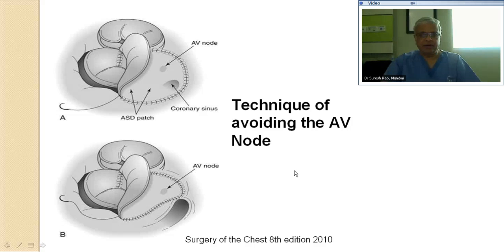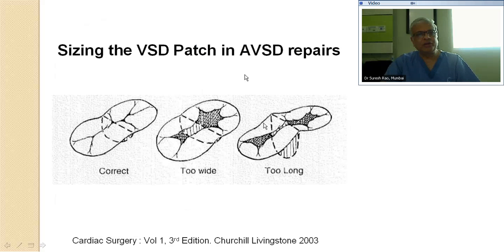One of the technical aspects, especially for the surgical audience, is how do you size the VSD patch in AVSD? I think it's extremely important because the left AV valve regurgitation depends on this. So normally you have two dimensions here, that's the width and that's the height. If you make the patch too wide, there will be distortion of these commissures and you will have AV valve regurgitation. If you make it too long, you will have disorientation of the two valves and you can have left AV valve and right AV valve regurgitation.